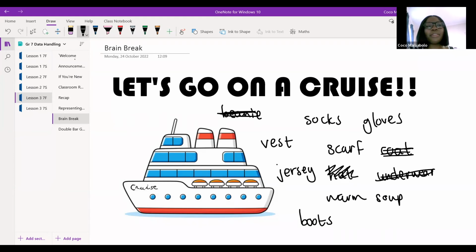Excellent. Okay, has anybody figured it out yet? Jaria says she's figured it out. Roland, tell us, what's the trick? How do we get to go on the cruise? You must learn winter clothing. Okay, good. Winter clothing, but there's something very specific because I canceled out coat and hat. What does this winter clothing need to have?